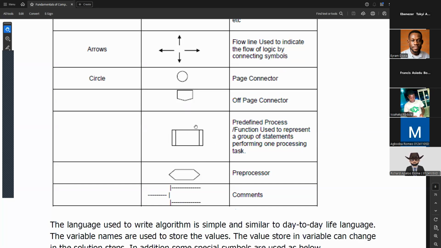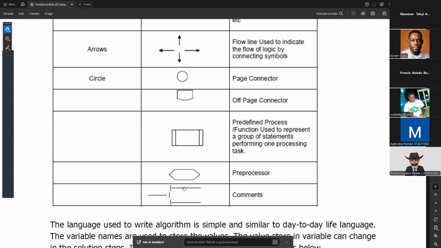Then we have the predefined process. The predefined process is used when there is a function which has multiple operations to be performed. Then we have the preprocessor. The preprocessor usually comes in when there has to be a process performed before another process is performed. So we use that.